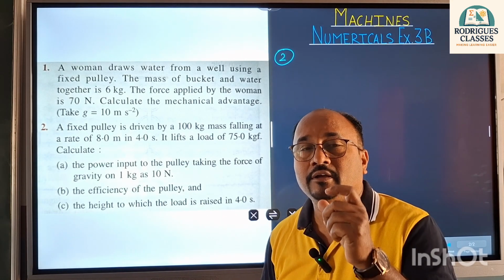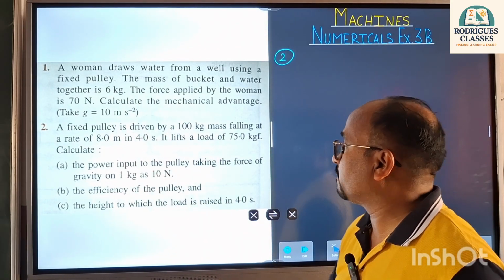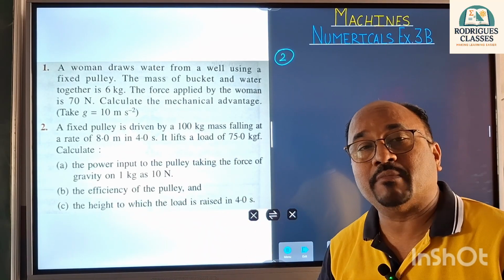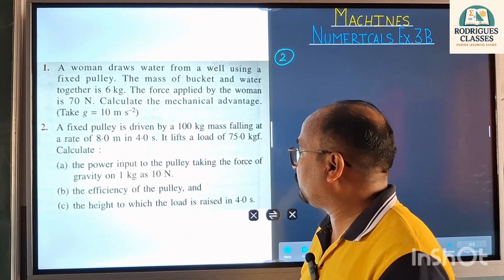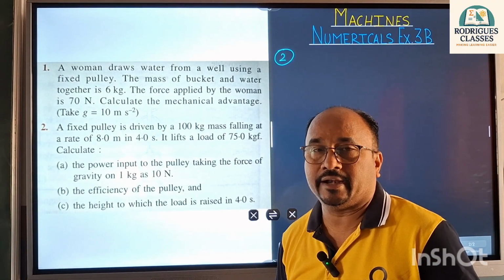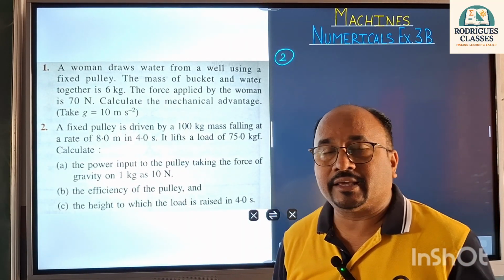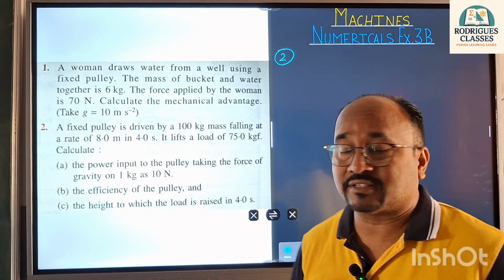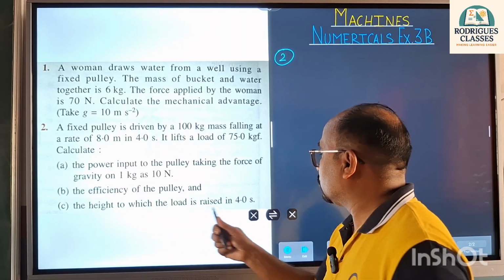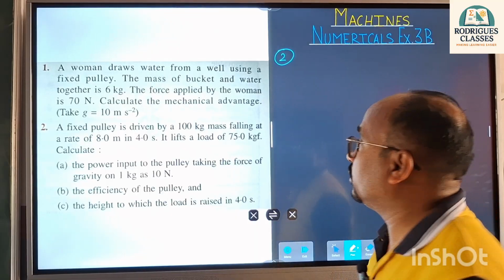Work input will be the force into displacement. Force taken will be the effort because of that 100 kg mass falling, and we have been asked to take 1 kg as 10 Newton, which will help us in converting that mass into weight. Then we are asked to find the efficiency of the pulley and the height to which the load is raised in 4 seconds. You know that it is a fixed pulley, velocity ratio is 1, and in that case the displacement of the effort and the load is the same. So here the displacement of the effort is 8 meter, so the height to which the load is raised in the same 4 seconds will also be 8 meter. Let us write it over here and do it.